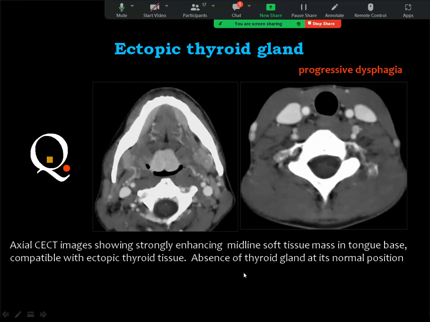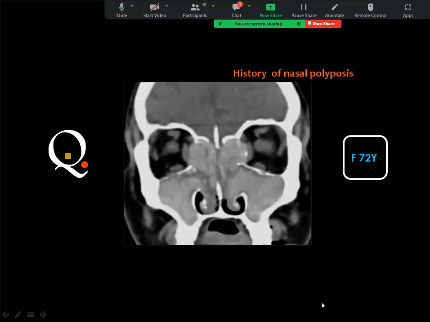And you know, about 70 or 75% of patients with lingual thyroid, this will be the only thyroid tissue available for the patient. And sometimes you get a lingual thyroid and some thyroid tissue at its normal location.